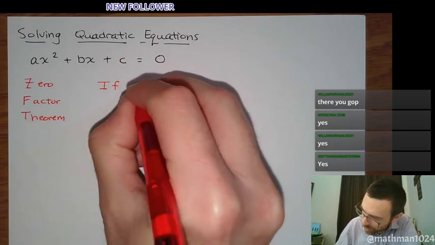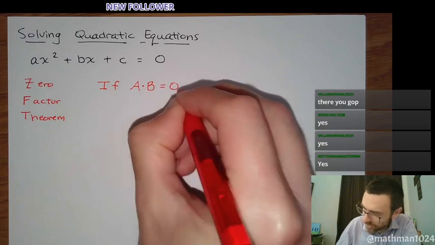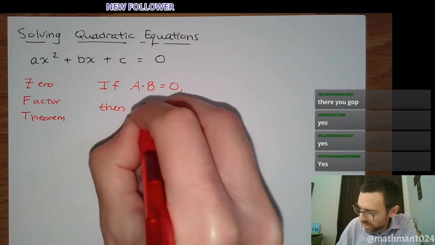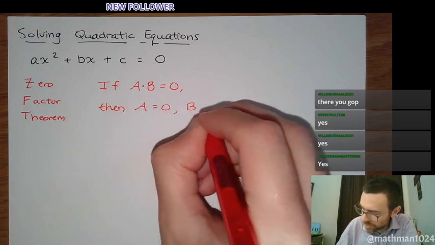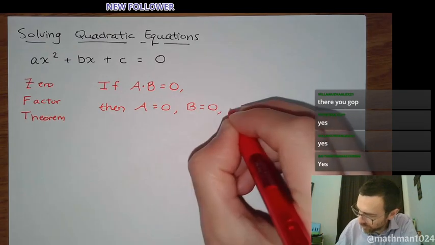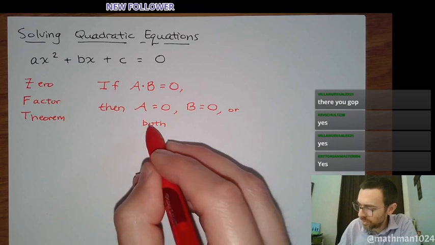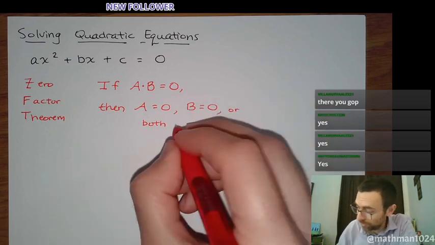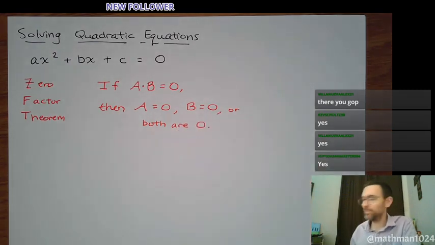It says that if you have a product that is equal to 0, the only way the result can be 0 is if one of the factors is equal to 0. So, if you have a product that equals 0, either one factor is 0, the other factor is 0, or both factors are 0.